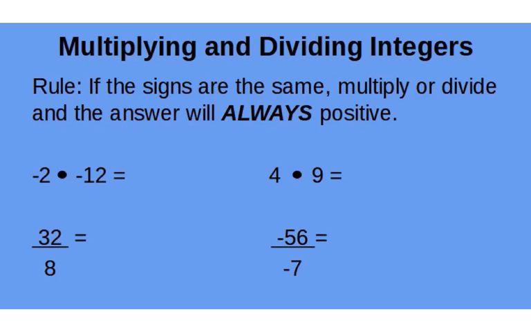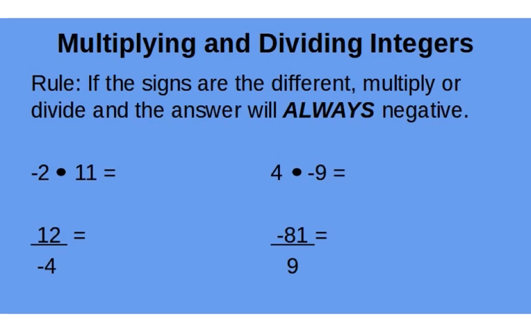So let's try that. Well, these are the same, negative and negative, so 2 times 12 is 24, and since it's two negatives, the answer is going to be positive. Now, these are two positives, so 4 times 9 is 36. That hasn't changed at all, okay? Down here, dividing, same rules apply. 32 divided by 8 is positive 4. And over here, two negatives, so 56 divided by 7 is positive 8. Hopefully that's easy peasy and you don't have any issues with it.